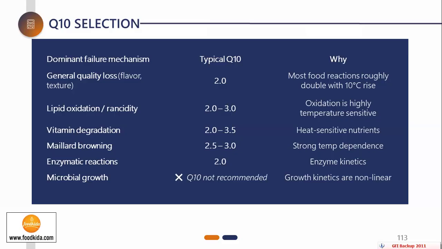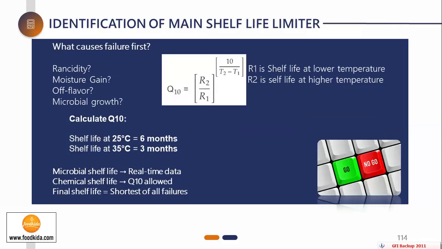Now, for Maillard browning, you take a Q10 of 2.5 to 3, and for enzymatic reactions, you take 2. Now, for microbial growth, Q10 is not recommended. It is taken as such, from real-life study. Okay. So now, what causes failure?